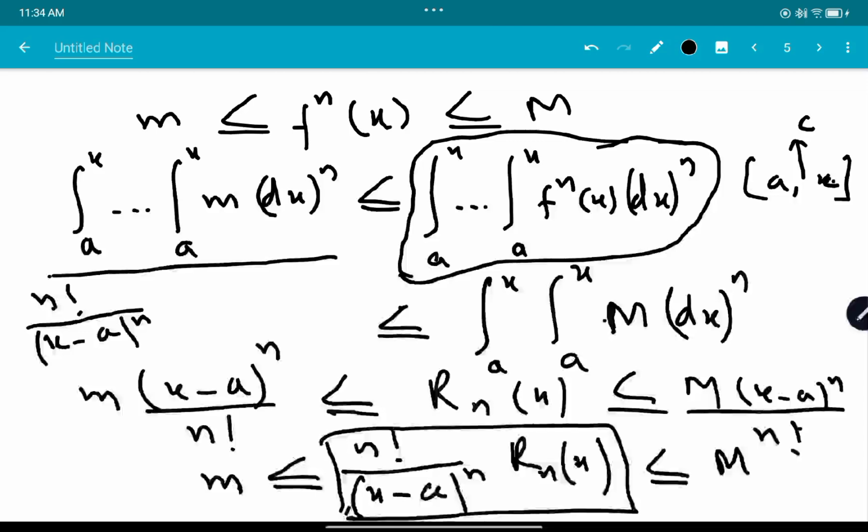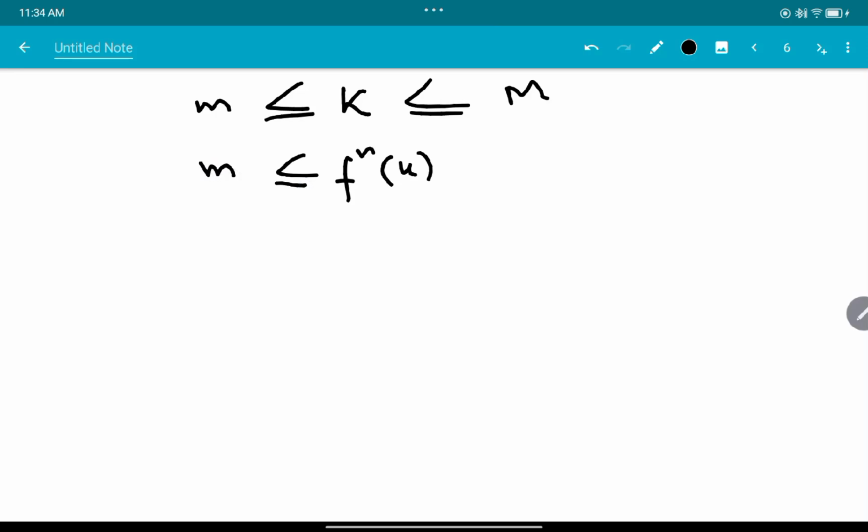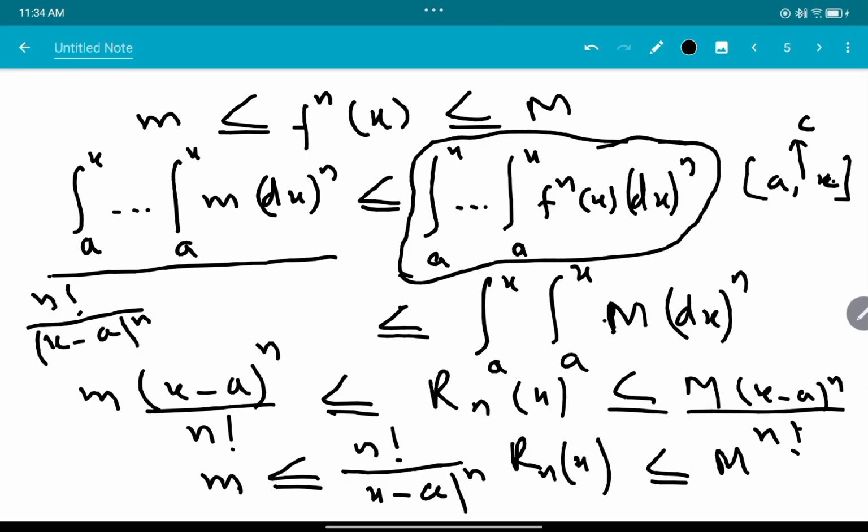Now, whose value is k? I mean, this value is k. Why does this k lie between m and M? So back to this m and M. Okay, but we also know that f^n(x) also lies between m and M, because this is its minimum value, this is its maximum value.